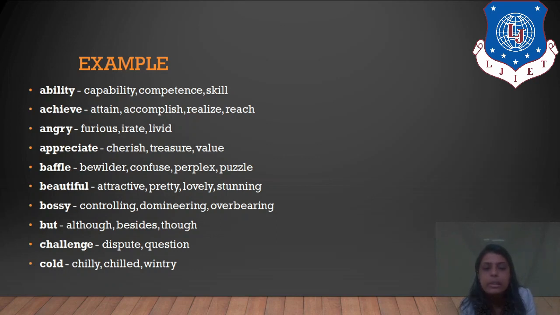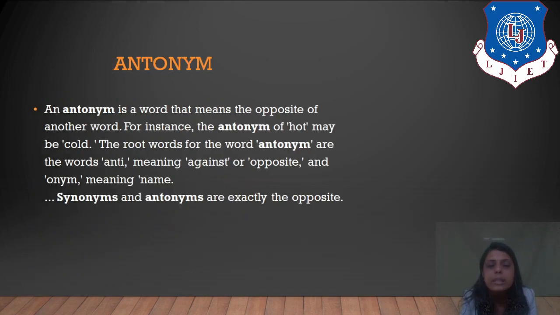Angry, furious, irate, livid. Appreciate, cherish, treasure, value. Baffle, bewilder, confuse, perplex, puzzle. Beautiful, attractive, pretty, lovely, stunning. Bossy, controlling, domineering, overbearing. Although, besides, though, but. Challenge, dispute, question. Cold, chilly, chilled, wintry. So all these words which are listed together have the same meaning or a meaning which is near to that word, right? So that's why they are known as synonyms.